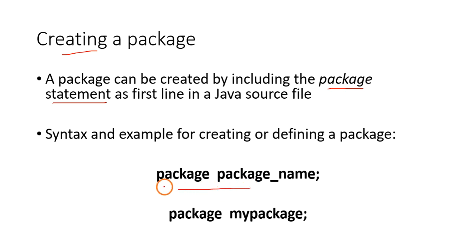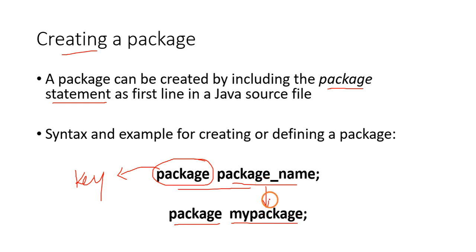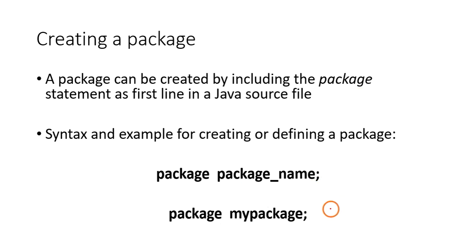So syntax is package keyword. So this is keyword. Okay, so everything is in small letters, followed by a space, white space, followed by the package name, whatever package name you want. So here is the example. So package keyword followed by the package name I am giving, mypackage, and you end it with a semicolon. Okay, right? So this is how you create a package.